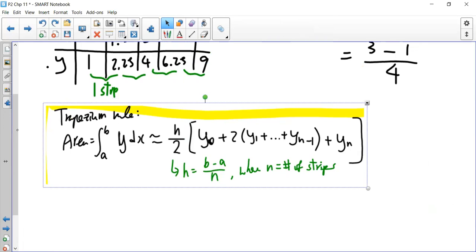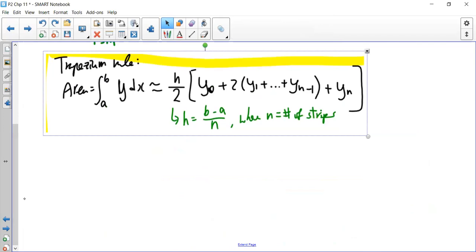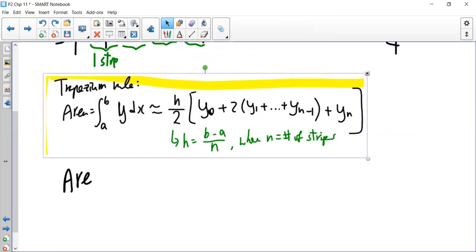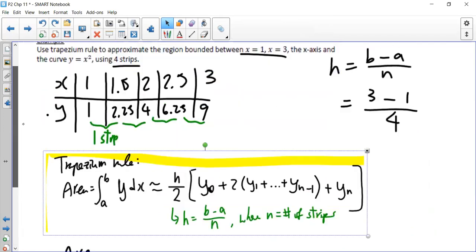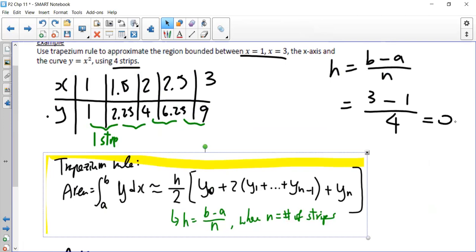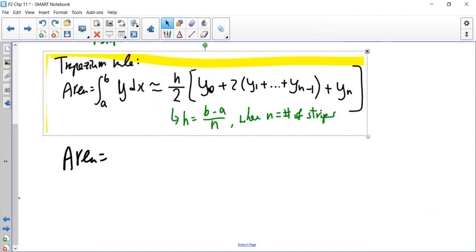So we want to estimate the area. So the area equals h over 2. We know the height is now 0.5. So we can write 0.5. Don't forget to divide by 2, because a lot of students will say h is a half, then they forget the half. They have to divide by 2 as well as part of the area of a trapezium. So 0.5 divided by 2, bracket.